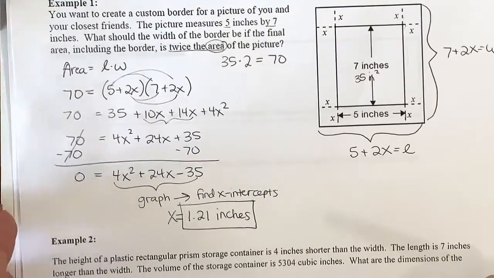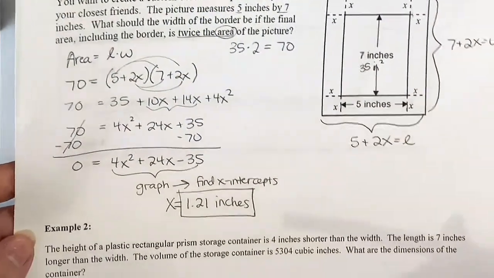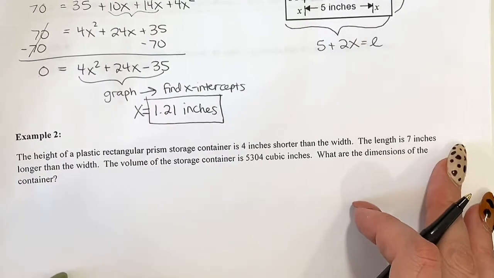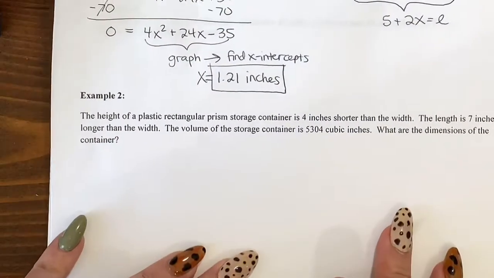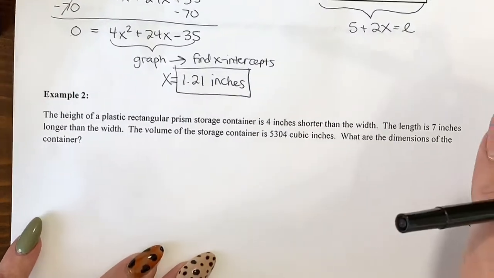So just kind of keep that in mind. If they're not testing you on factoring, you can always graph and find your answer that way, especially on the ACT. Okay, let's do another one.